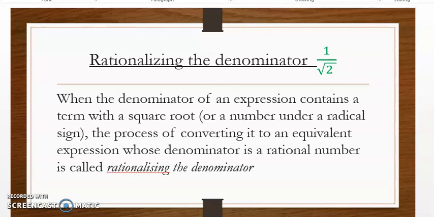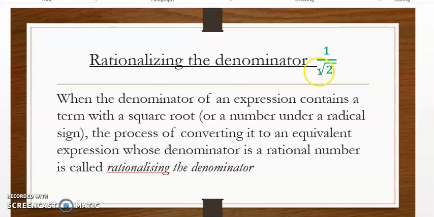Now let us look at the last topic in this section, rationalizing the denominator. So consider the fraction 1 by root 2. You can see when the denominator of an expression contains a term with a square root or a number under a radical sign, this sign is called the radical sign. So when the denominator of an expression contains a radical sign or a number with a radical sign, the process of converting that into an equivalent expression whose denominator is a rational number is called rationalizing the denominator.